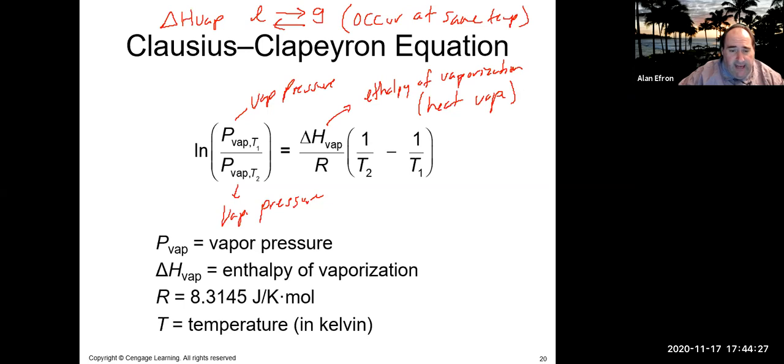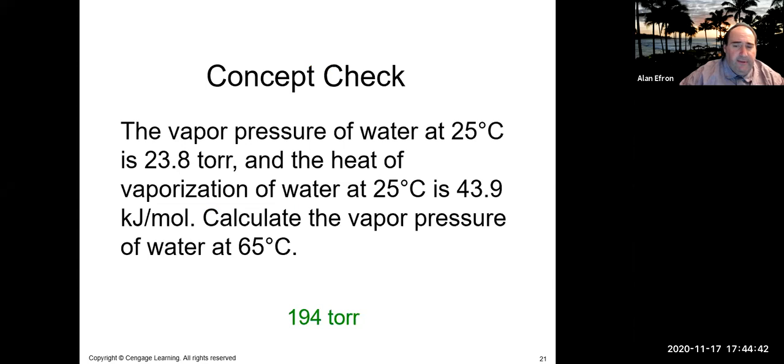And R is our gas constant. It is the 8.314 version of it. And our T is our temperature in Kelvin. So we could use this to calculate things like vapor pressure if we know some information along the way. So let's take a look at an example here. Since we have the answer, we're going to see how we get to that answer.